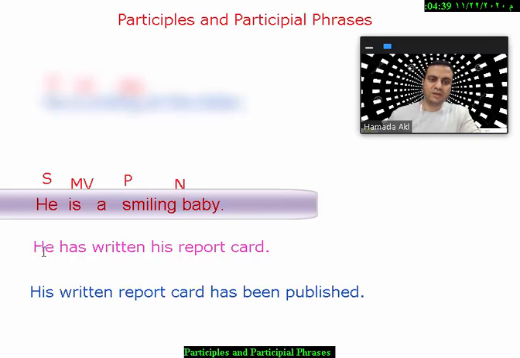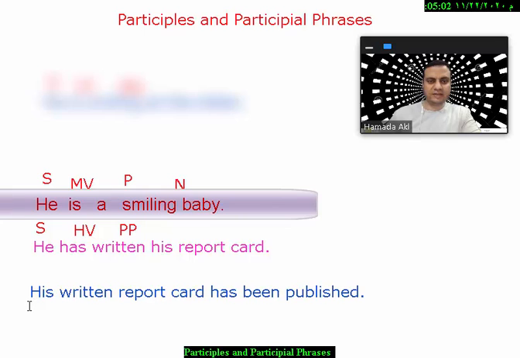Next example, he has written his report card. He is the subject. Has is a helping verb. And written here is the past participle of the verb. And what did he write? He has written the report card.